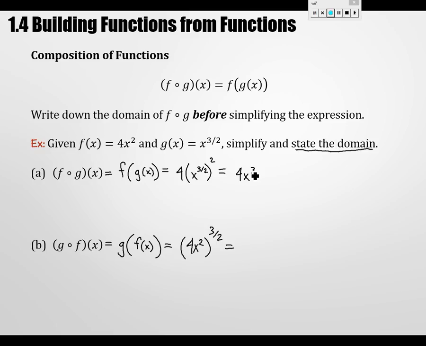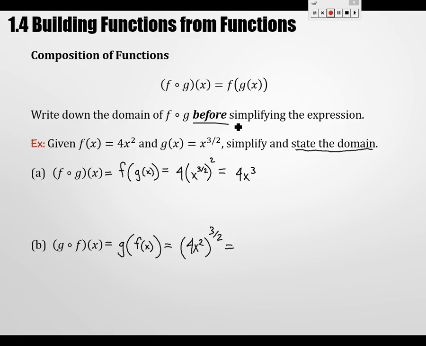Now, by the way, we should be clear here. This is a different slide. It's a different conversation. For combining functions in the way we talked about earlier, subtracting them, adding them, multiplying, dividing them, it's the intersection of the domains. That's not the case with compositions necessarily. So I wrote this cryptic thing. Write down the domain of f of g before simplifying the expression.